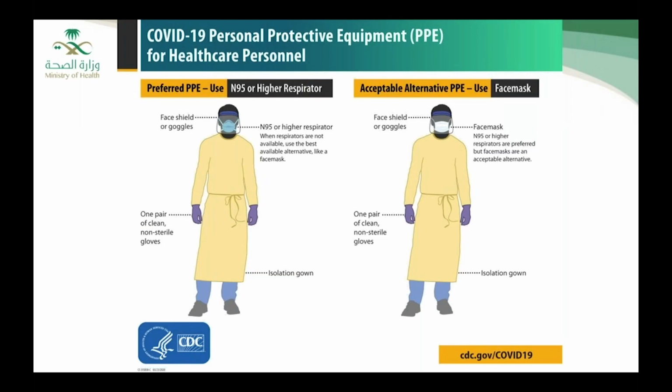There is a preferred PPE and an acceptable alternative PPE we use for COVID-19 patients. For preferred PPE, we use an N95 or higher respirator. For accepted alternative PPE, we use a face mask. If you look at the picture, on the right side and the left side, they are wearing the same PPE except for the difference in the mask. On the left side, he is wearing an N95, but on the right side, he is wearing a surgical mask.